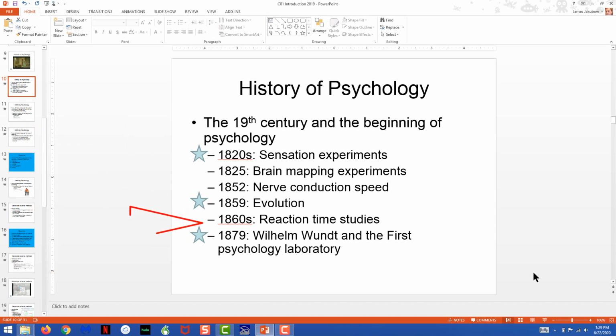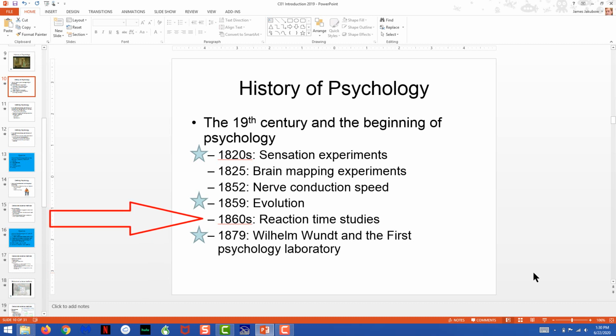During the 1860s, reaction time studies started to be developed, and reaction time studies are still used today because they are very effective ways to determine the pathway of information through your brain.